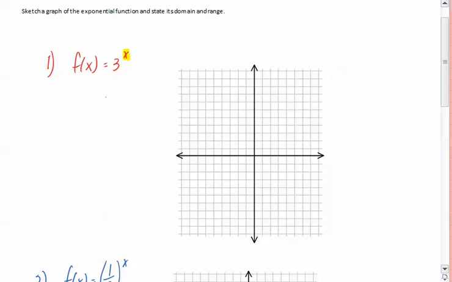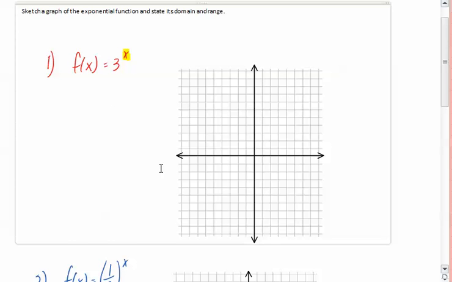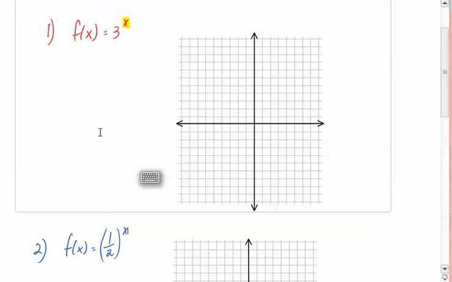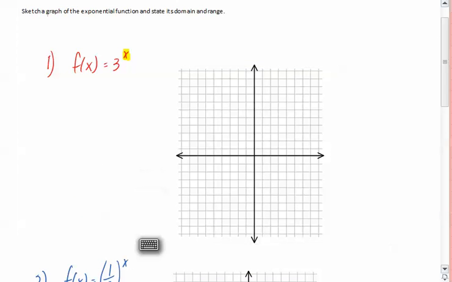So this next one that we look at will be a decreasing exponential function because this number is less than 1, between 1 and 0. So let's take a look at this one. We're going to sketch the graph and then state its domain and range. The way I'm going to sketch this graph is I'm going to make a table of values, and I'm going to pick some really easy numbers to work with.